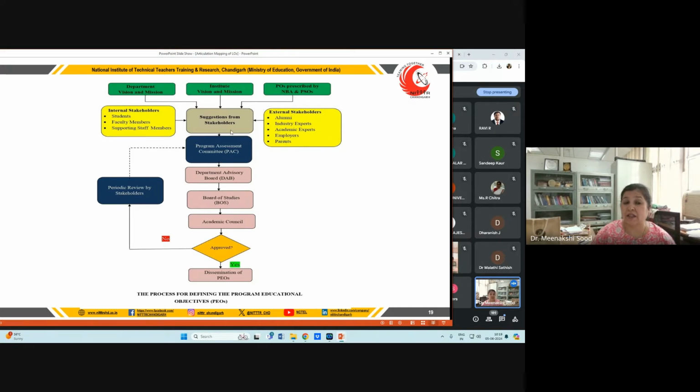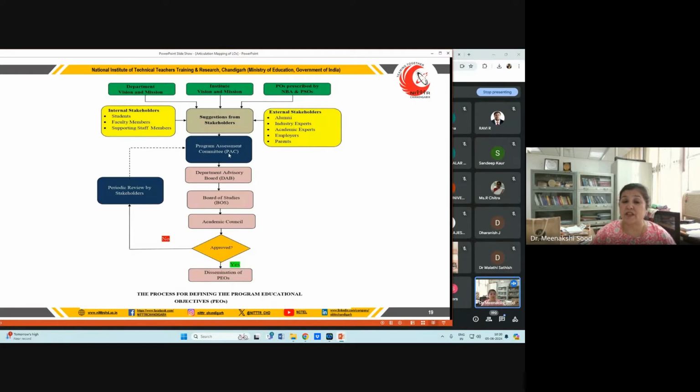So you see the vision and mission of the department, the institute vision and mission, and the involvement of all the external as well as internal stakeholders. Then a committee is formed, the program assessment committee. I'm not saying this is the exact framework, but this is the expected framework for defining or designing the POs. The board of studies should be involved, and the department advisory board, if there is one. It should then be passed to the academic council and approved. If it is approved, then it should be properly disseminated, right?